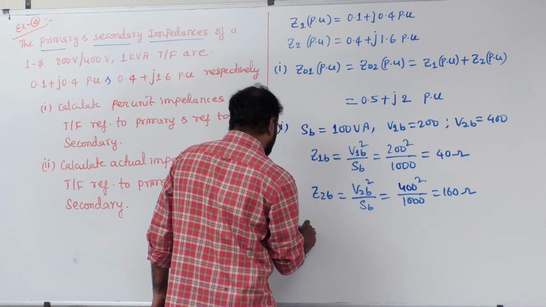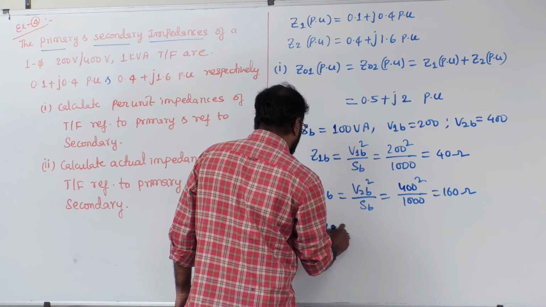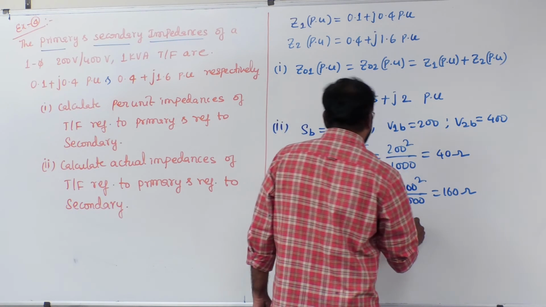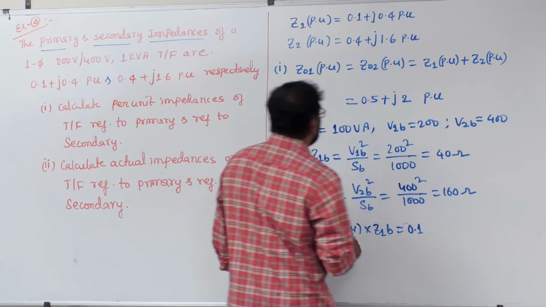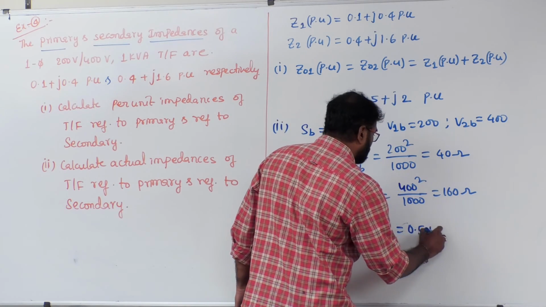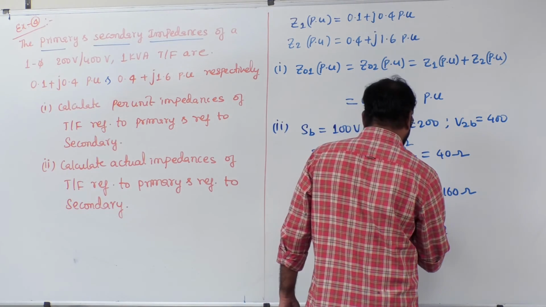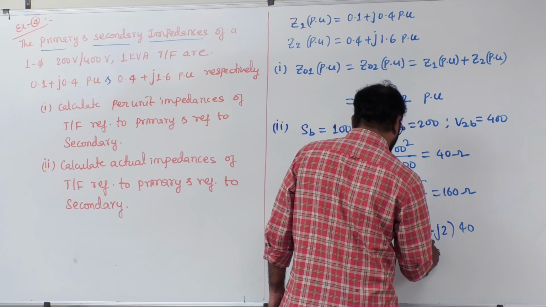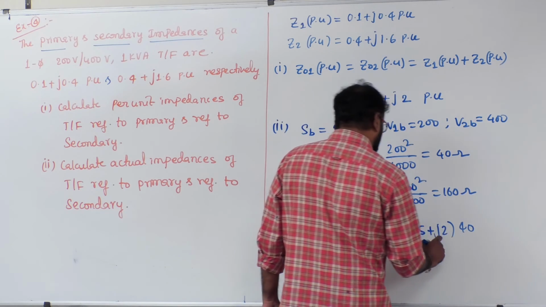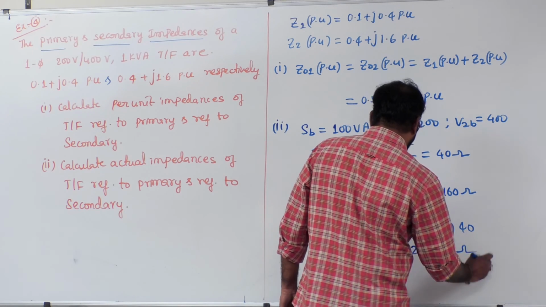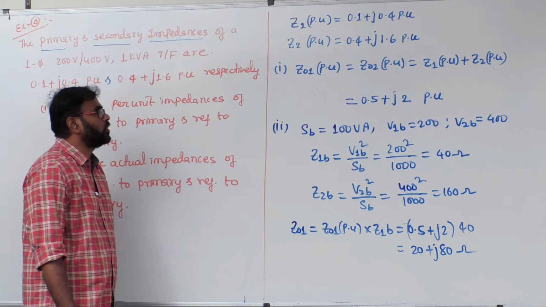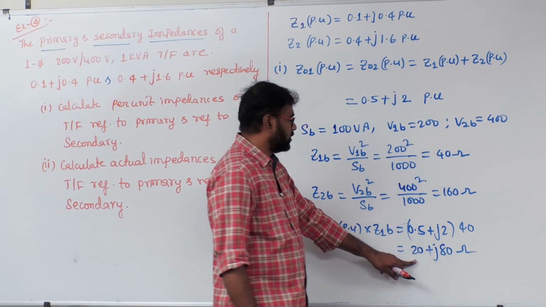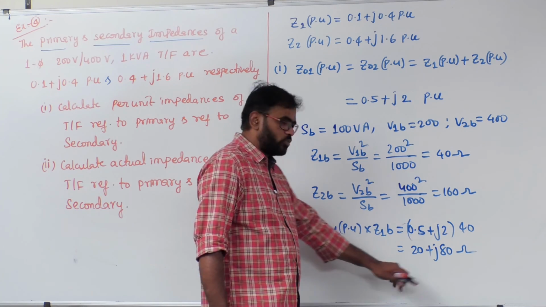Anyway, what is Z01 actual? Z01 per unit into Z1 base. So, what is Z01 per unit? 0.5 plus j2 times what? 40. So, what I get? 40 into 0.5, 20, plus 40 into 2, 80. 20 plus j80 ohms. Okay. So, 20 plus j80 ohms is Z01 in ohms, actual impedance.